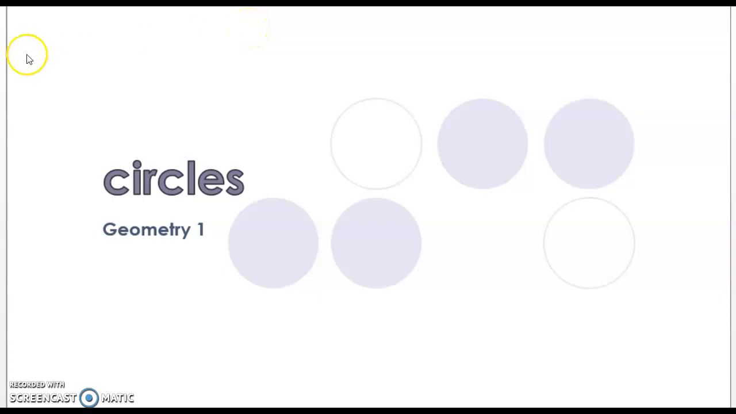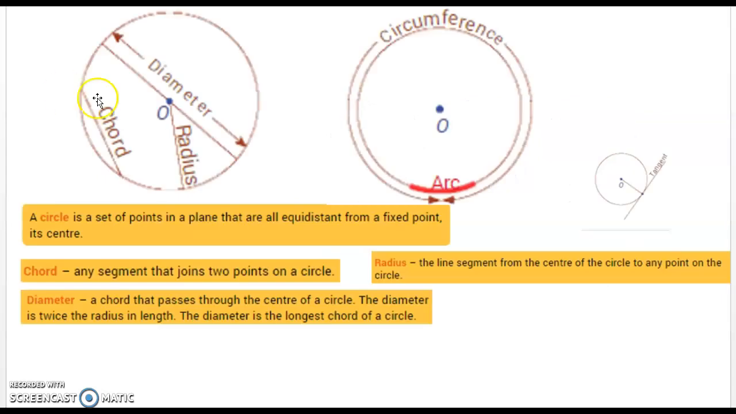Let's have a look at some circles now. So the first thing is, what is a circle? It's a set of points on a plane that are equidistant from a fixed point, its center. So a circle basically is a line, and the definition of that line is that every point on that circle is the same distance from the center. And that distance, as we know, is the radius.